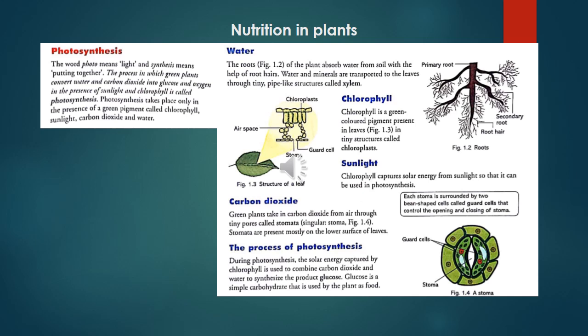Another raw material, sunlight. Chlorophyll has the ability to capture this sunlight, and they convert this sunlight into chemical energy by the process of photosynthesis. Plants take in carbon dioxide from the air through tiny pores called stomata. So because of these stomata, they can absorb carbon dioxide. Stomata are present mostly on the lower surface of the leaves.